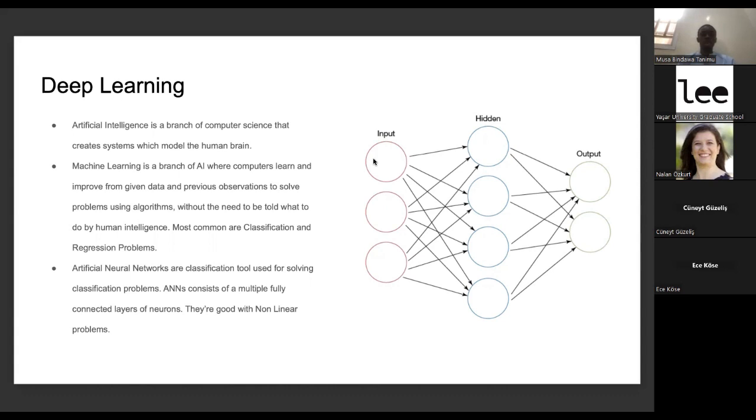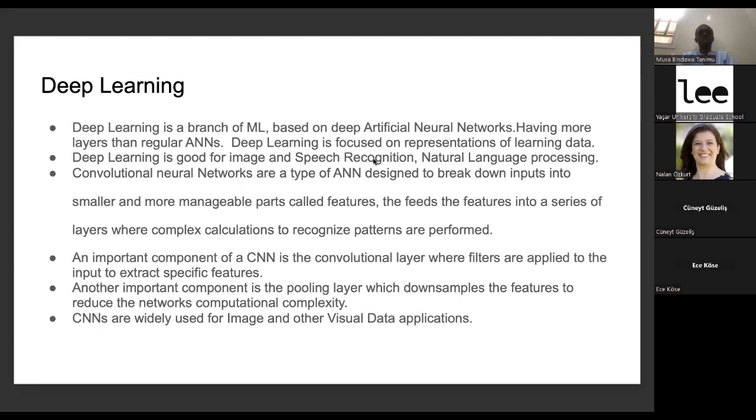Artificial neural networks are classification tools used for solving problems. ANNs consist of multiple fully connected layers of neurons. They are good for nonlinear problems. As you can see on the image on the right, these neurons are interconnected from the input to the hidden to the output layer. Deep learning is a branch of machine learning based on deep artificial neural networks. By deep, we mean they have more layers than regular artificial neural networks. Deep learning is focused on representations of learning data. Deep learning is good for image and speech recognition systems and also natural language processing.